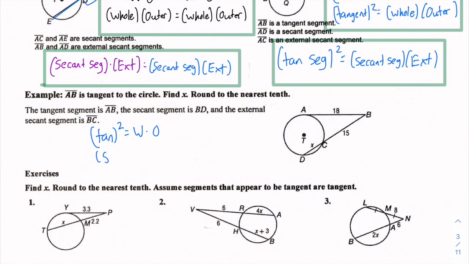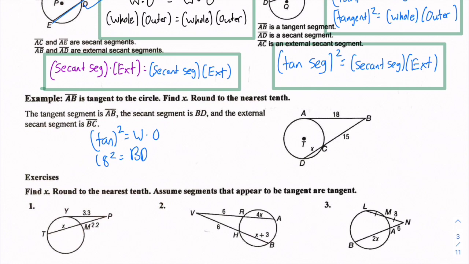Tangent squared, that'll be 18 squared equals, okay, what's the whole piece? This whole piece, BD right here. BD, I'll write this out. The whole piece is BD times what? Times BC, the outer piece. So 18 squared is 324. BD is actually 15 plus x, times BC. BC is the outer part, it's just 15.